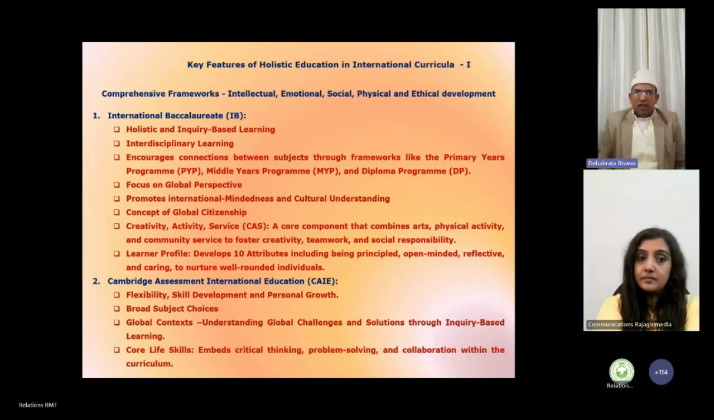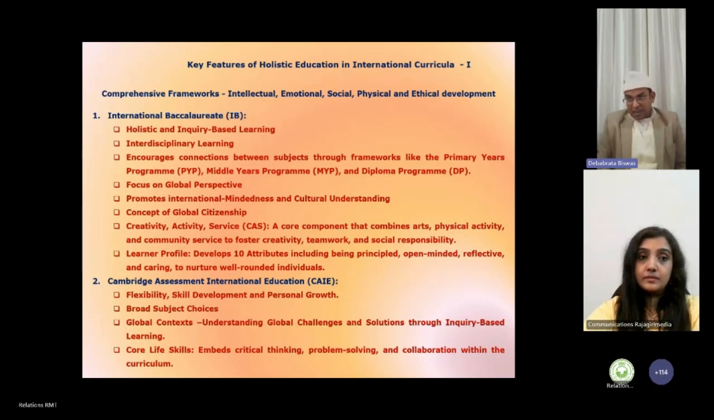Next is about international curricula. I haven't given very many examples, but we know that IB is there, Switzerland based, then CAIE or IGCSE, that is Cambridge based, then the American curriculum, the Montessori curriculum. But we can see the points are all the same. Terminologies may be different. Holistic and inquiry-based learning, IB features, interdisciplinary learning, connection between various subjects through primary years, PYP, MYP, DP. Global perspective, very much important, which we call 21st century skill in CBSE language.